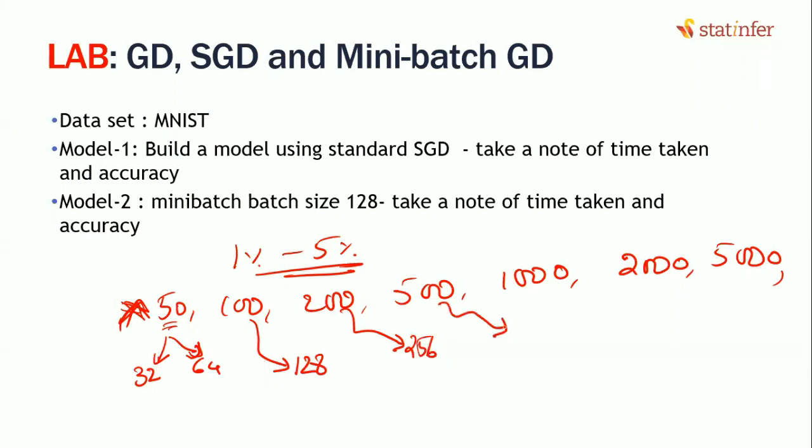Batch size of 500, instead of that, the better value is 512. Batch size of 1000, 1024, like that, 2048, like that. Okay. That is a kind of suggestion that is given by the experts.